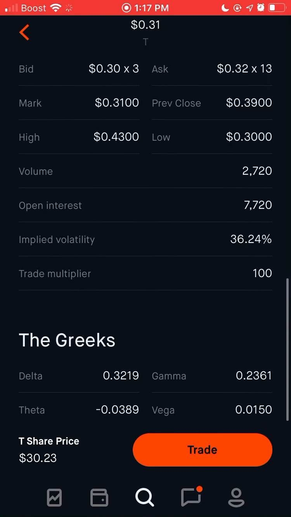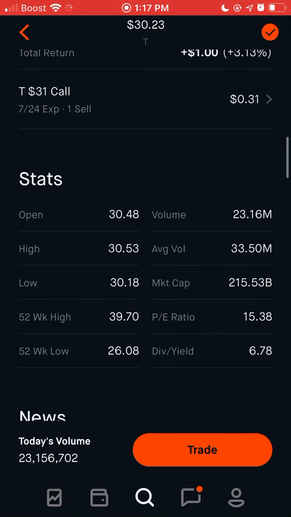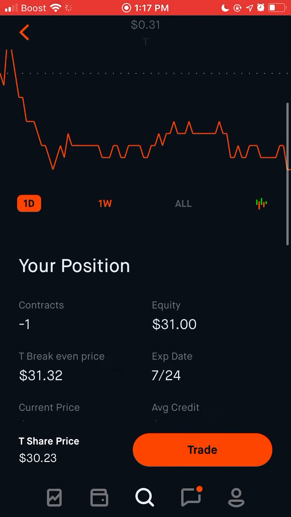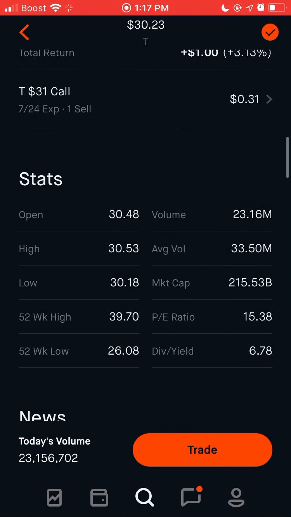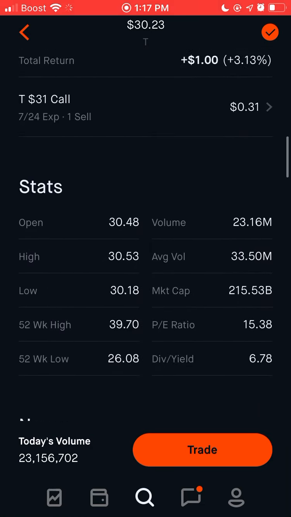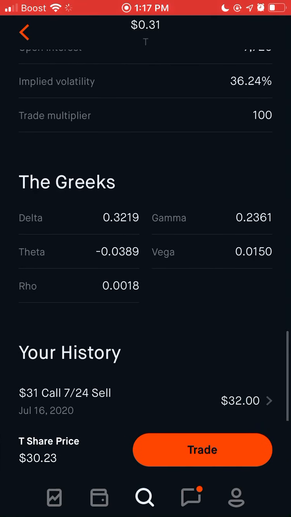So as I mentioned before, if AT&T stock went up $1 to $31.23, this contract would go up $32 to about $63. If AT&T went up another dollar per share up to $32.23, the contract would then gain an additional $23. So gamma represents the amount that the contract will go up for each dollar after the first dollar.